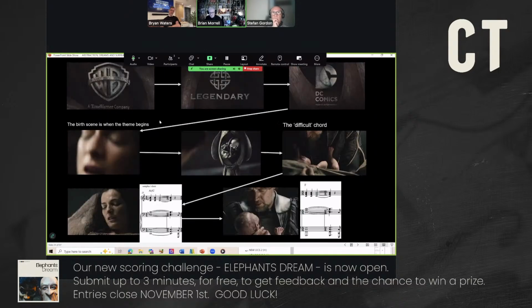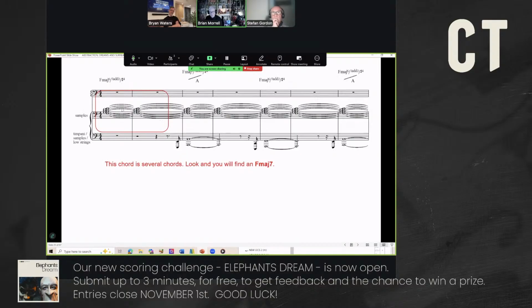I'll play the video in a minute, but I'm just going to concentrate on that chord for now. This chord is several chords put together. So let's look at the first one. If you look at the right hand notes, you'll find an F major 7. If you then look at the blue notes to the side of it, you'll find a G chord.